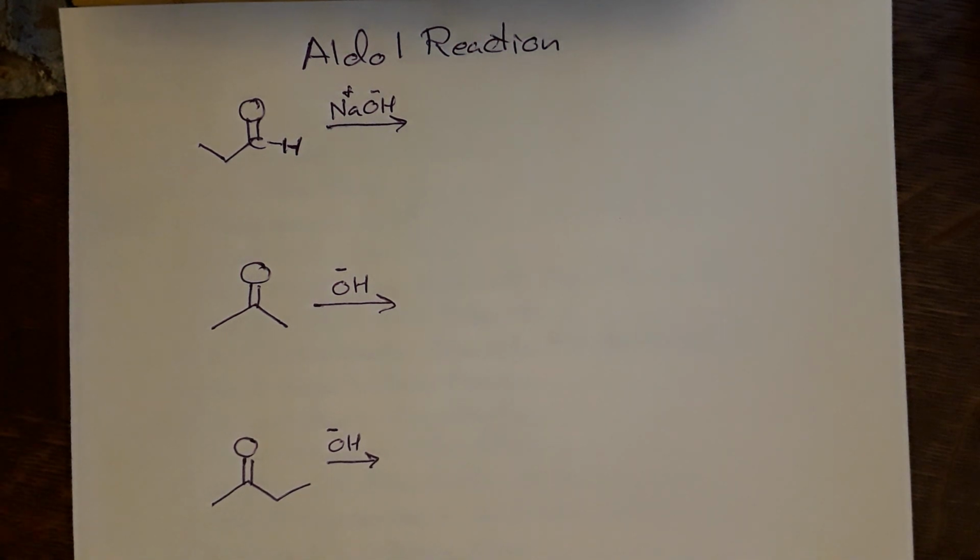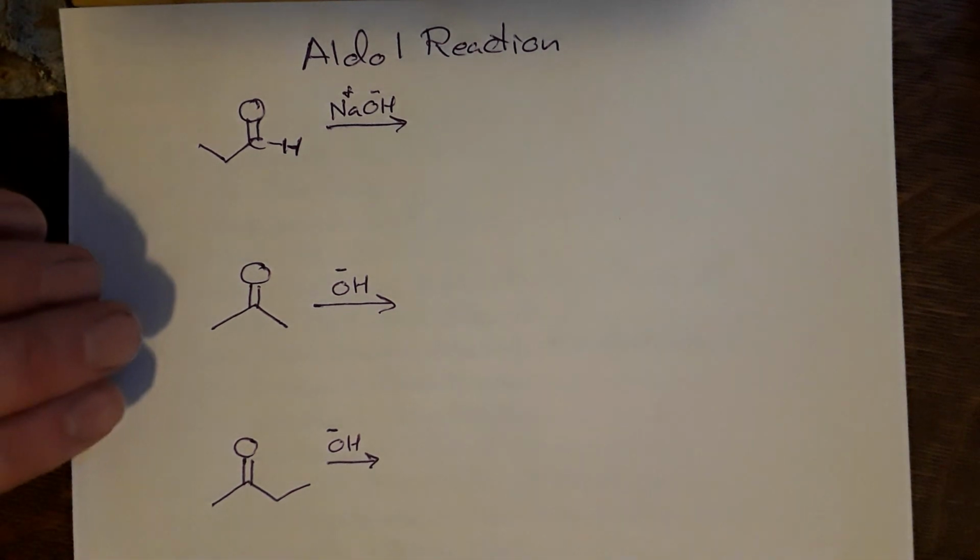Okay, this is your second video on the aldol reaction. With this video, we're going to work through three examples and see if we can come up with the alpha-beta unsaturated carbonyl products. These are all reacting with sodium hydroxide, or we can just say hydroxide.